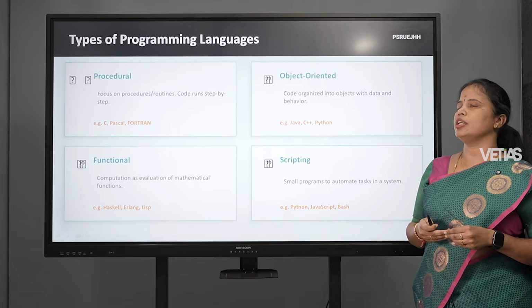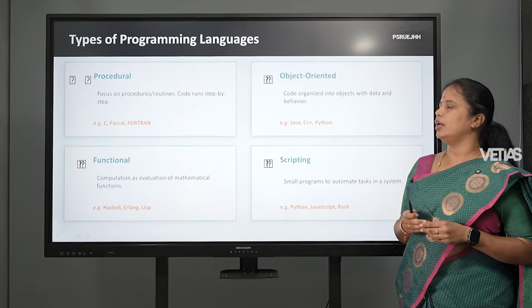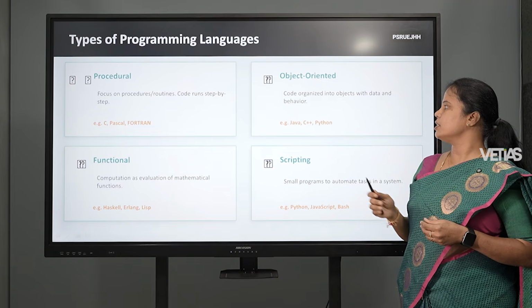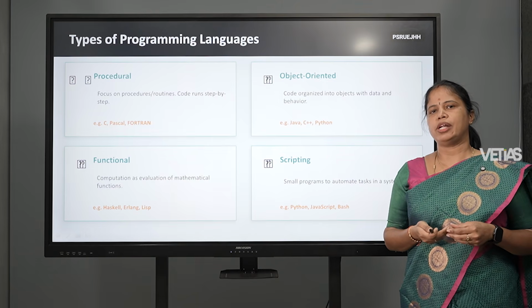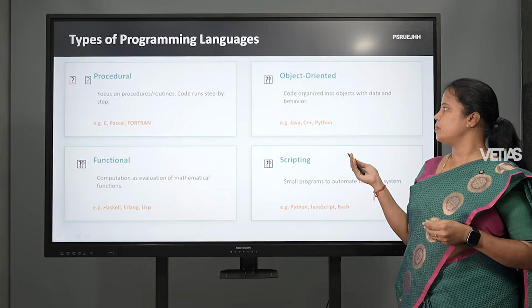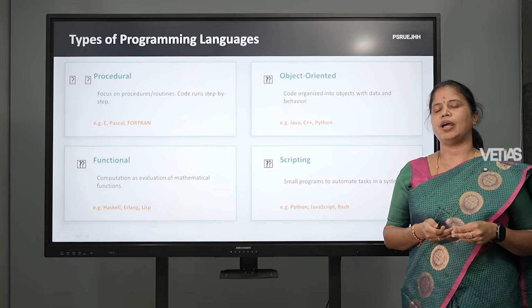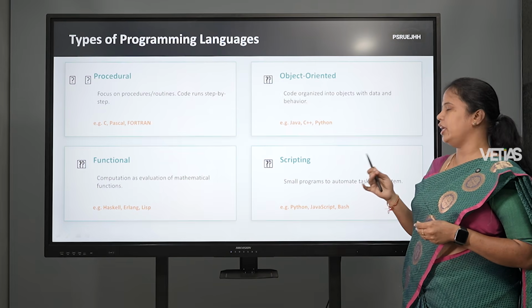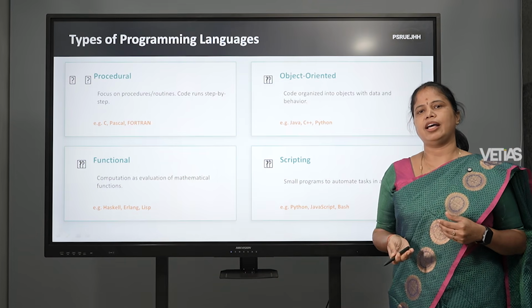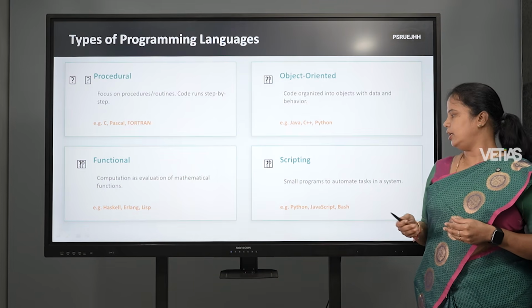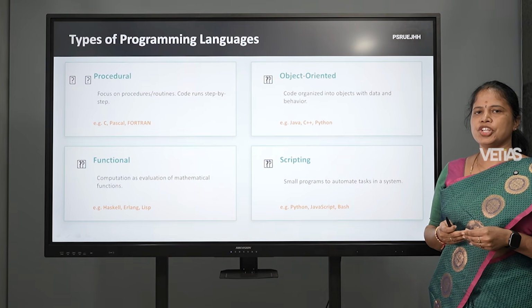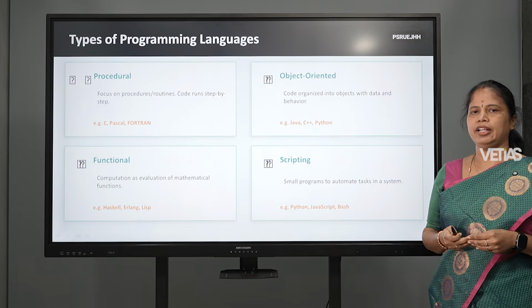And you have object-oriented programming languages, where your code basically depends on the object. Your examples here are Java, which is a pure object-oriented programming language, and C++, which is a partially object-oriented programming language, and also you have Python. And scripting languages, where your system automates the task. So like HTML, JavaScript, Python, Bash. These are some of the examples of scripting languages.